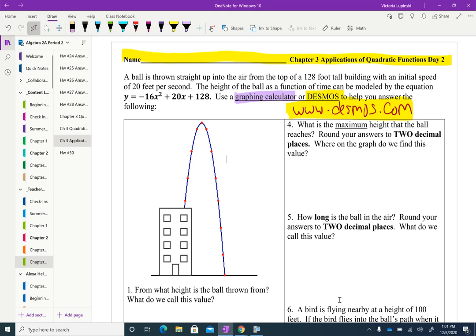So if you have either a TI-83 or a TI-84 graphing calculator, you should definitely have that out and handy for today's lesson. If you don't have one of those calculators, then you're going to want to use the Desmos website, which to remind you is www.desmos.com.